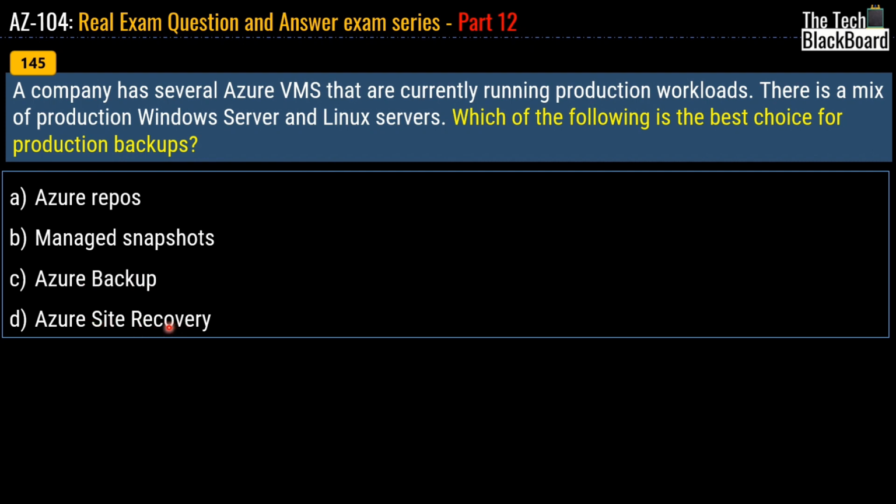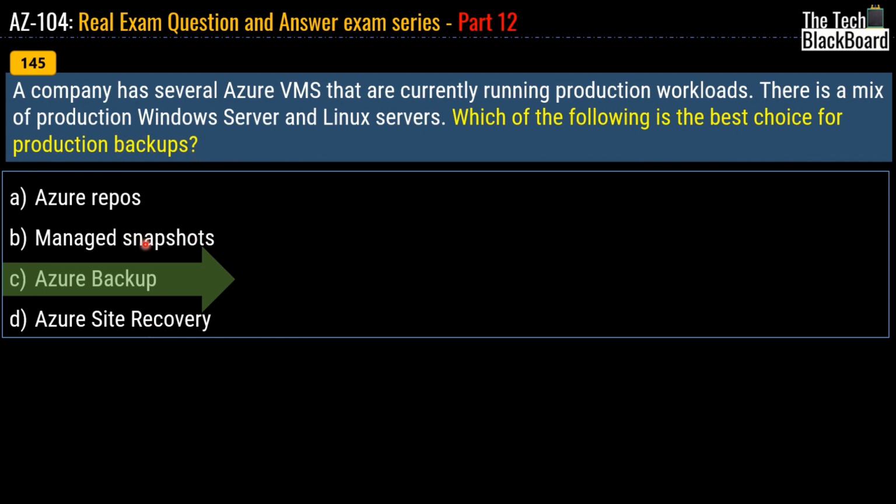And the correct answer for this question is option C, Azure Backup. Just to make you familiar with the other options, Azure Repos is related to version control. It has nothing to do with backups. On the other hand, Azure Site Recovery helps keep your business going even during major IT outages. So again, not related to backups.